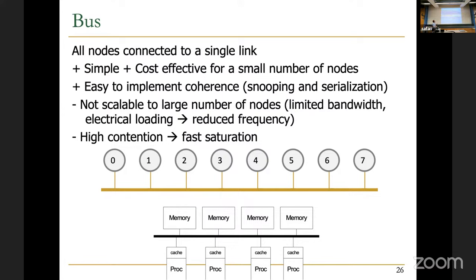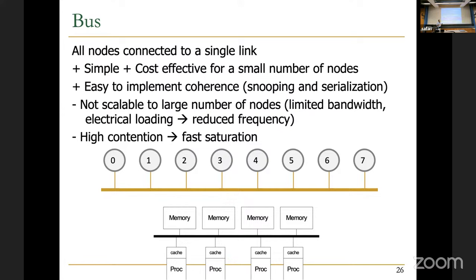And also electrical loading, as I said, it reduces frequency. And a bus has high contention. So it means that the network is going to be saturated soon. So fast saturation. We will learn about saturation also at the end of this lecture.